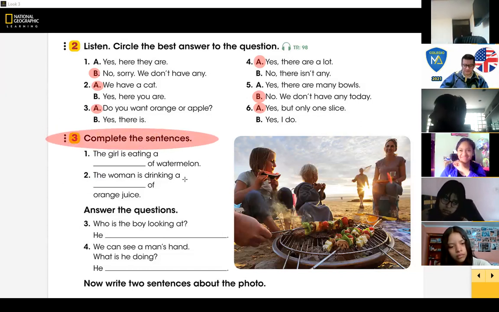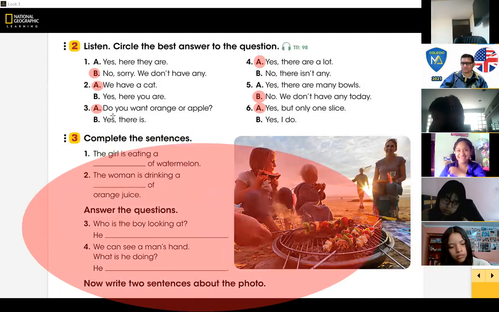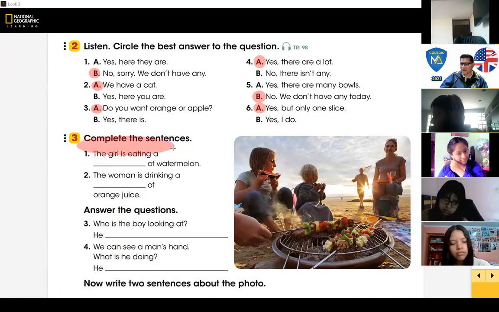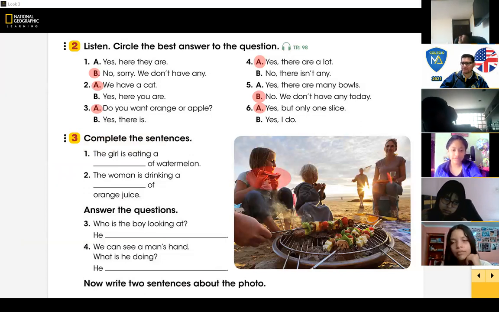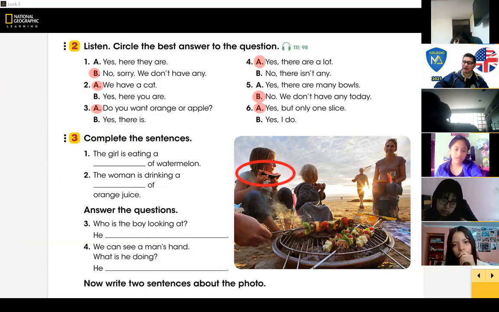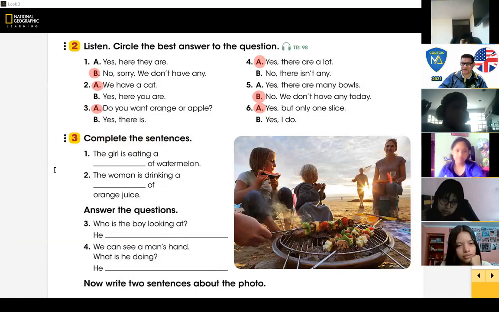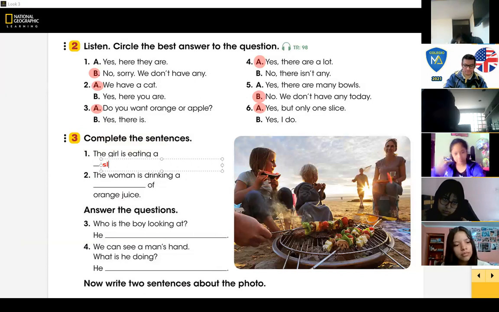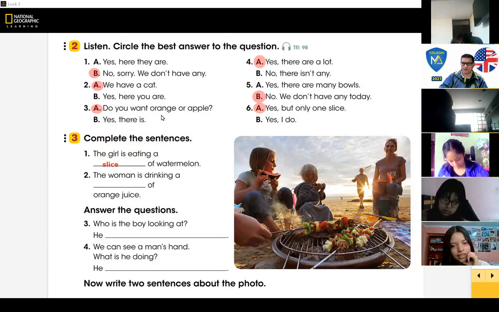Number three, obviously. Complete the sentences. We have to complete here. The girl is eating a... What is the girl eating? What's this? Watermelon. Yeah, but what's this? A bottle? A glass? A slice? What's that? A slice, right? A slice, una rebanada, un trozo, right? A slice of watermelon.